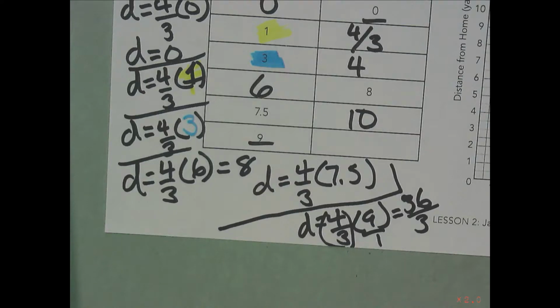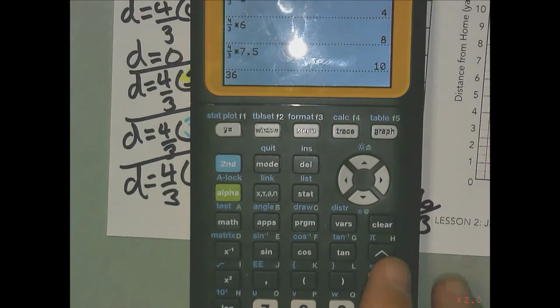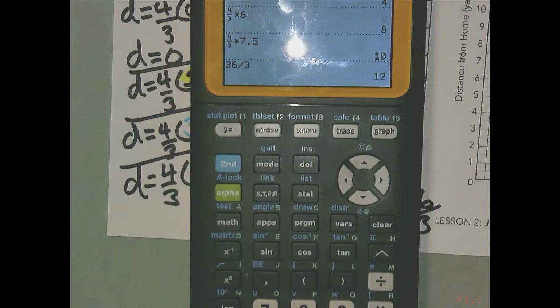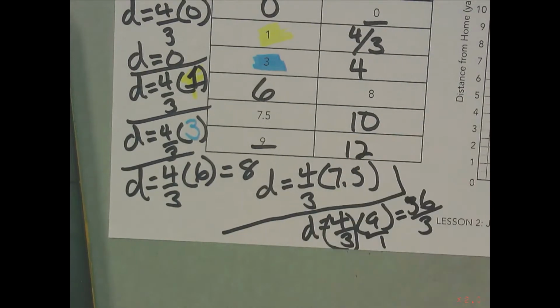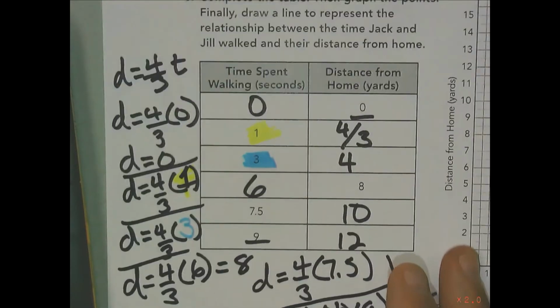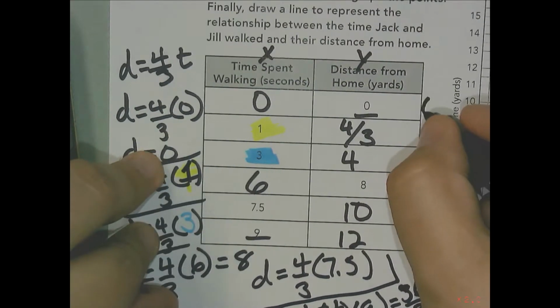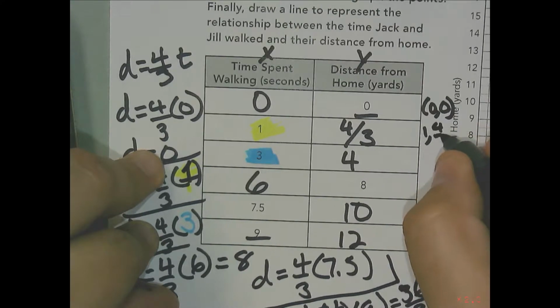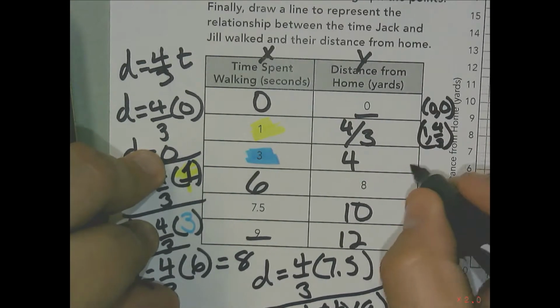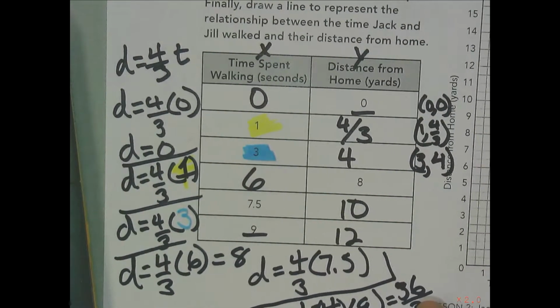Now, we want a unit rate. So how can I take 36/3 and make a unit rate for that? Divide it. Very good. So what we're going to do is say 36 divided by 3, which is 12. So this will equal 12. Now what this means is, this is like the x comma y. You could think of this as x and this y. So these are the points on the grid: 0, 0, 1, 4/3, 3, 4, and so on.